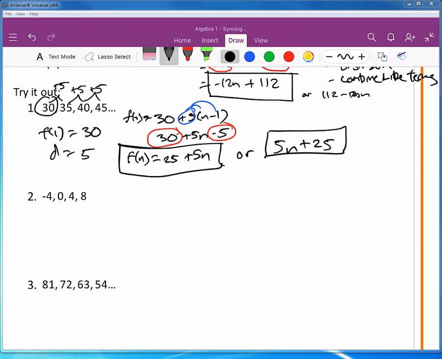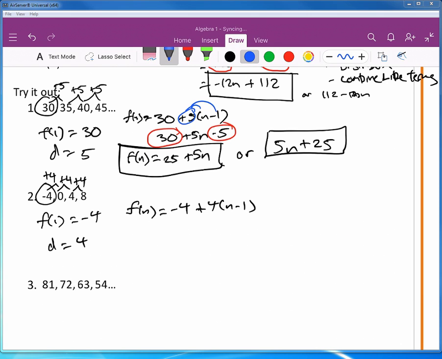Example 2. Okay, what's my first number in that pattern? Negative 4, right here. What's the difference? From negative 4 to 0, I have to add 4. 0 to 4, I have to add 4. 4 to 8, I have to add 4. So the difference is 4. Again, plug it into your equation. So f of n equals, what's the first number? Negative 4 plus the difference times n minus 1.